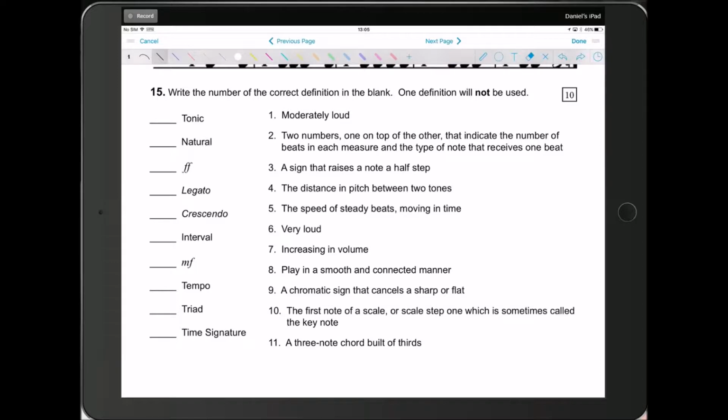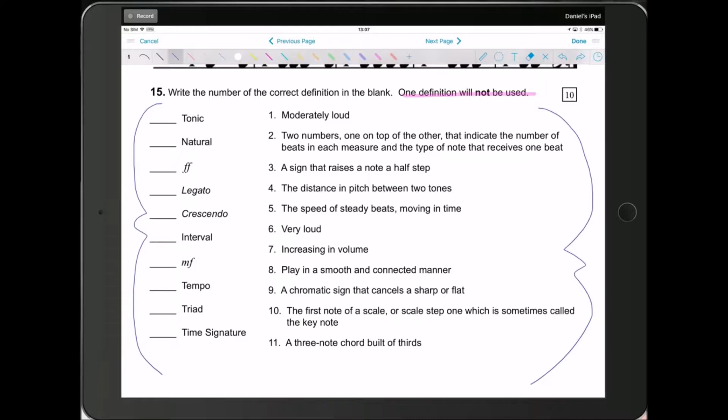Okay, so question 15 states, write the number of the correct definition in the blank. One definition will not be used. Please, please, please pay attention to this. One definition will not be used. So here we have 10 terms. Here we have 11 definitions. One of them will not be used. Pay very close attention to that. Don't freak out if you see something here and you know what it is, but it's not one of the terms. That's okay. That is intended.